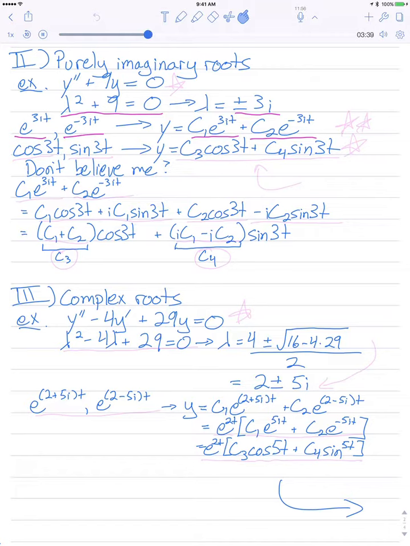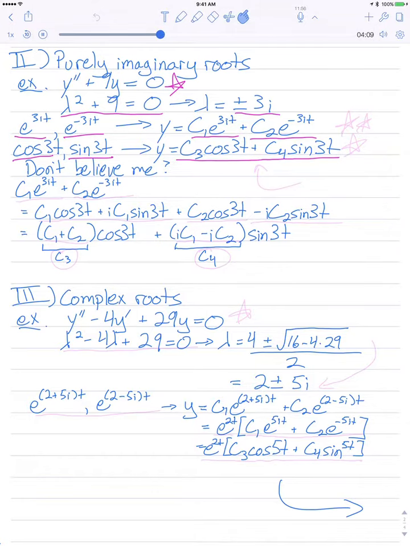Since you can think of the fundamental solutions as kind of like vectors in a basis, you can think about changing bases. And since we had an equation that started out with real quantities up here, sometimes it's desirable to write your solution in terms of real quantities. And so another basis is cosine 3t and sine 3t, and we can write the general solution as c3 cos 3t plus c4 sine 3t.